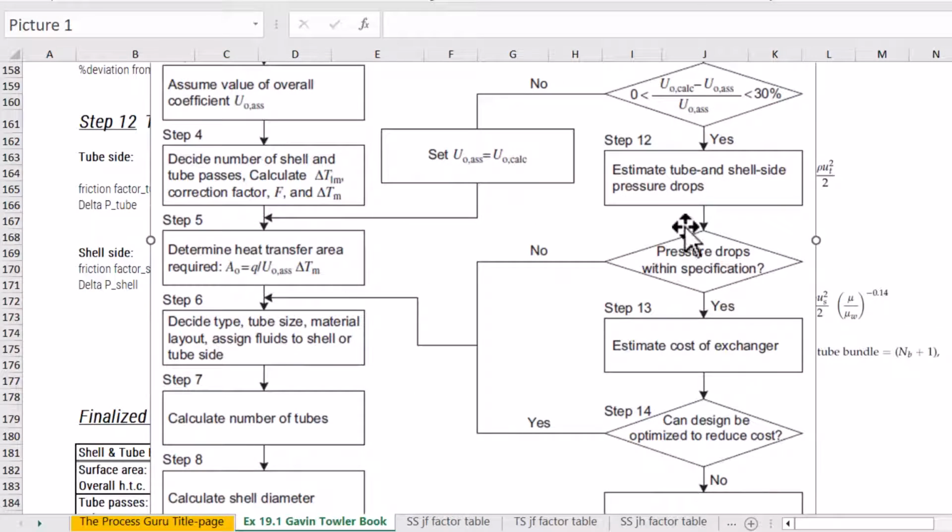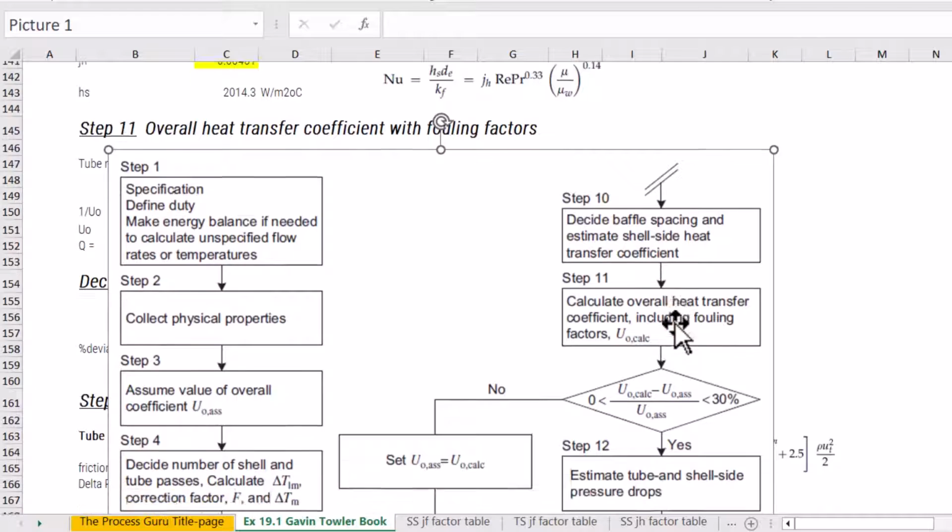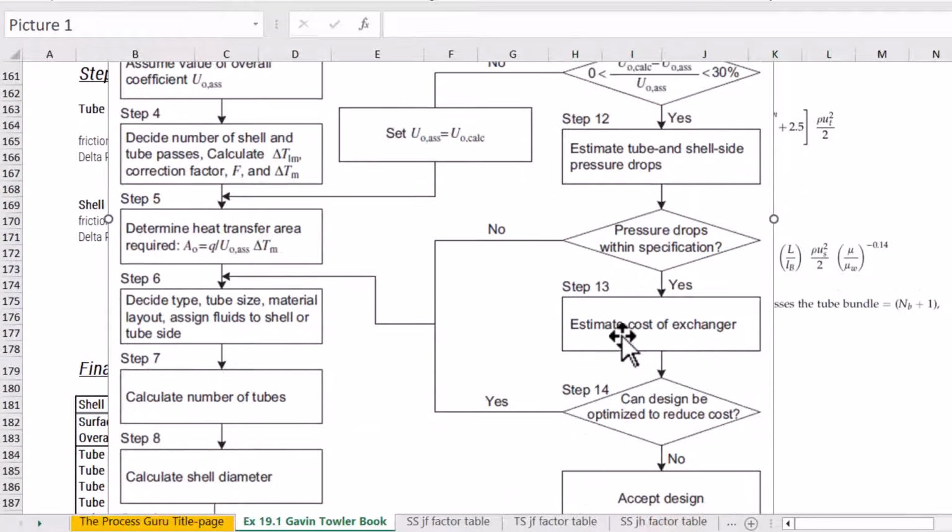Let me tell you one more thing. As per Kern's method, as per this algorithm, you can see after step number 12, we have steps number 13 and 14. Step number 13 is about the cost of the exchanger. Cost of the exchanger is something that you can easily plug into Aspen Process Economic Analyzer and get to know the cost of your heat exchanger. And after producing these numbers, if your management is not very happy and says it's too expensive for us, in that case you have to revisit your design to make it a little bit more economical. So from a design point of view, we can stop here now, at step number 12.